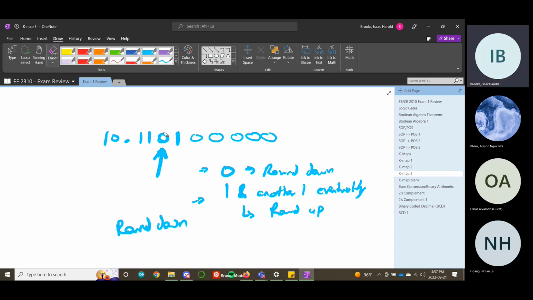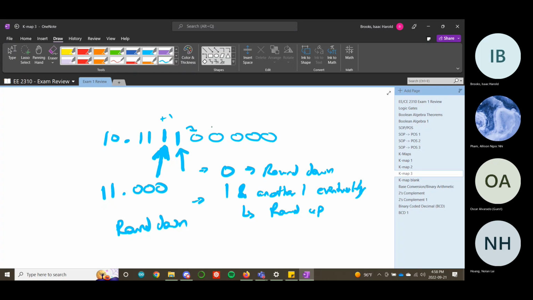If this was a 1, then we would round up. So we would be saying that this would be like adding 1. Then this would carry, and we would get 1, 1, 0, 0, 0. Yeah, so if we're looking at this place value, we would round down because there's a 0 next.